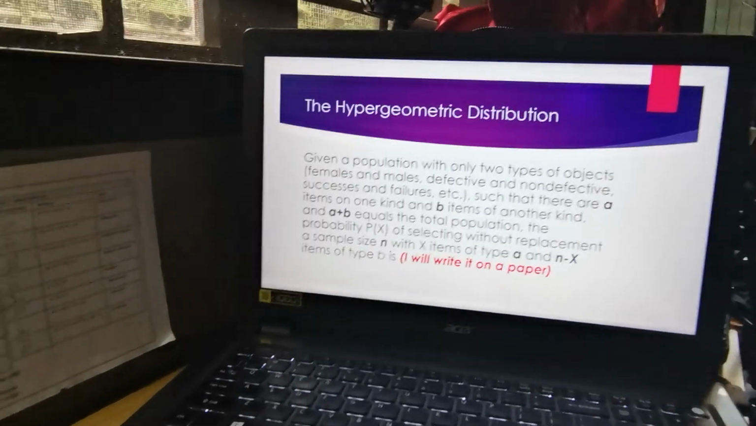Yes, I'm going to write it on the paper, the formula, since I cannot input it on that PowerPoint. Okay, so this is the formula for hypergeometric distribution. So we have P of X is equal to A combination of X times B combination of n minus x, all over A plus B combination of n. Combination pala yan, hindi siya permutation.